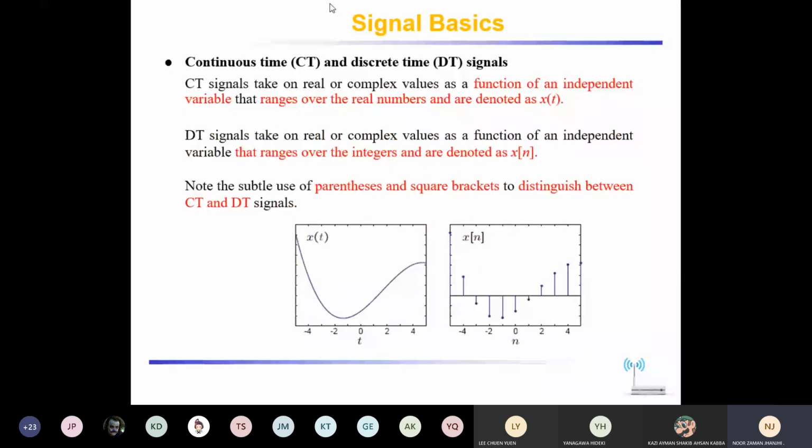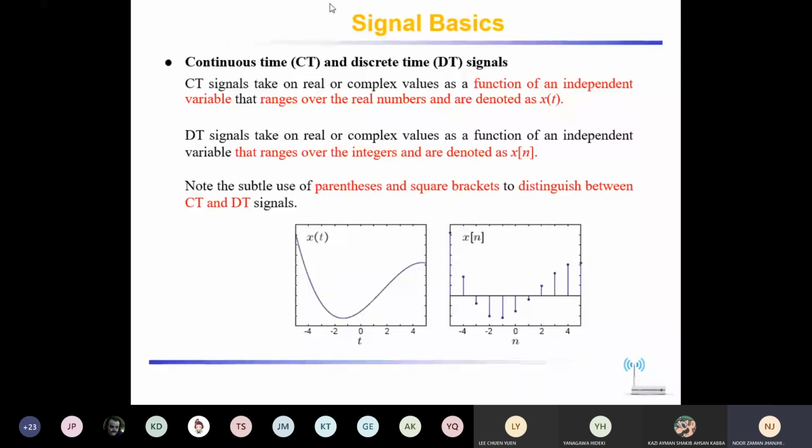Okay, going ahead. Again, more about the signal basics. You can see from here that signals are normally of two kinds. The one is known as CT, which is continuous time. The other one is DT, which is discrete time. You can see the discrete time from figure number 2, and the CT from figure number 1.